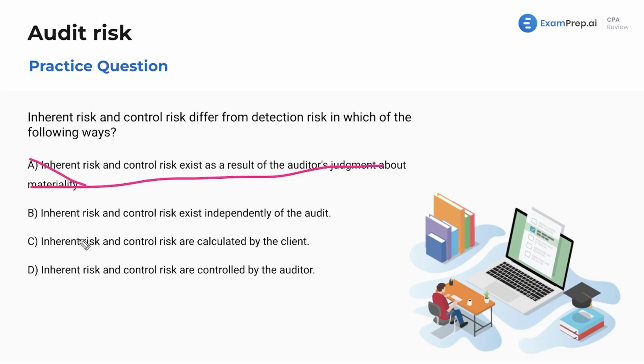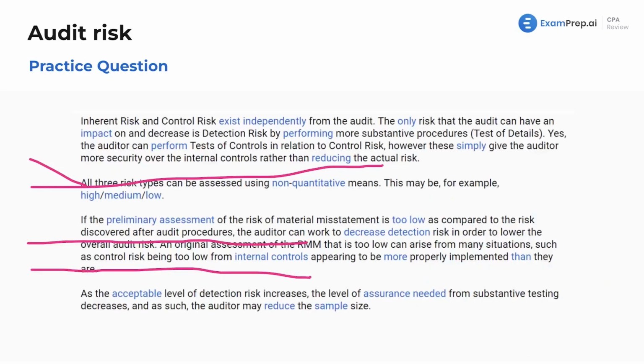Inherent risk and control risk are calculated by the client. Nope. Client does not do that. That's your job. You're getting hired to do something. You might as well do some work, right? That is on the part of the auditor. So controlled by the auditor, no. Not controlled by the auditor. So crossing those off.